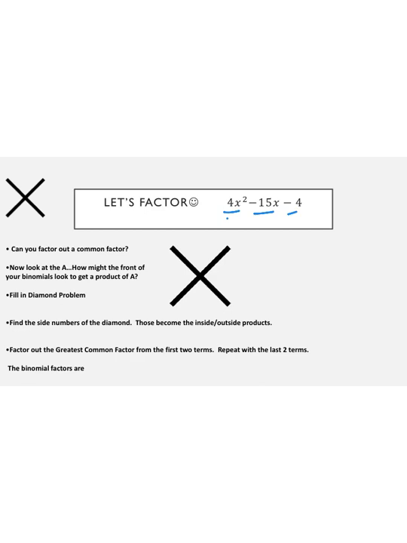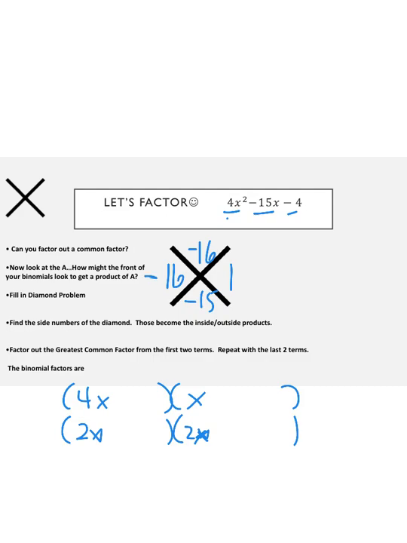4x squared could either be 4x times x, or it could be 2x times 2x. Keeping that in mind will help us. You don't have to use every bit of every tool, and once you know kind of the direction you're going, it'll be a little easier. 4 times negative 4 is negative 16, and b is negative 15. The only factors that will work for that are 16 and 1, and the 16 has to be negative. So we write our 4x squared minus 16x plus 1x minus 4.